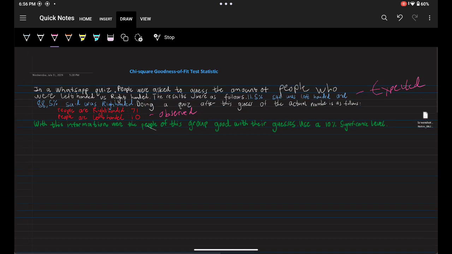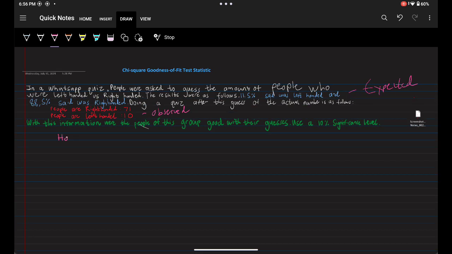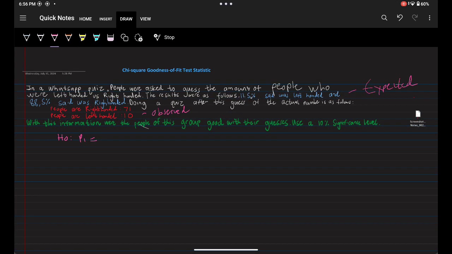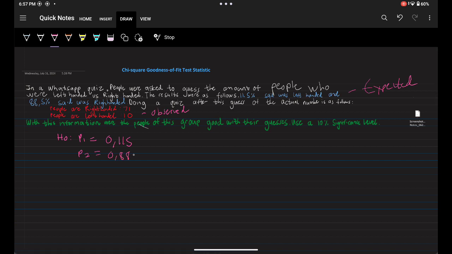Now that we've got this, I want to write down the null hypothesis and the alternative hypothesis. To write the null hypothesis, we put H0. The null hypothesis is very easy. It is the theory. To write this theory down, we can say P1 is equal to 11.5% as a proportion. This is a percentage, so to get the proportion, it'll be 0.115. And P2, which is right-handed, is 0.885.